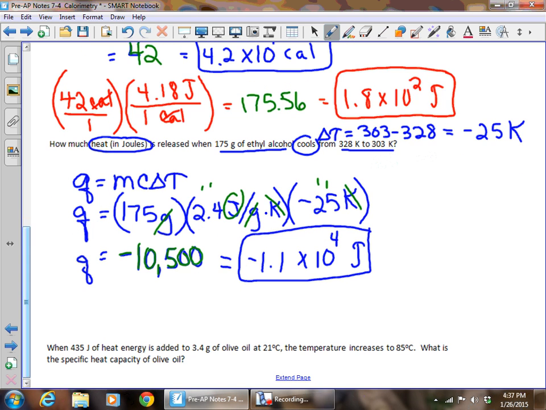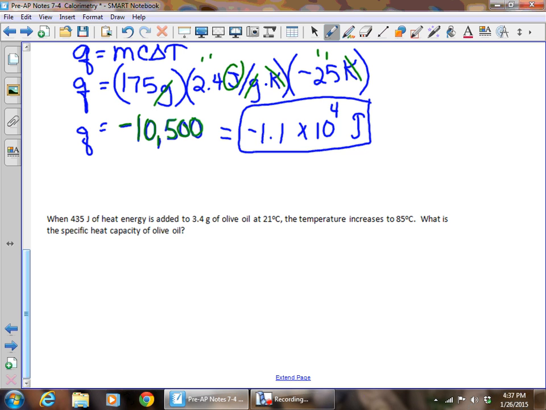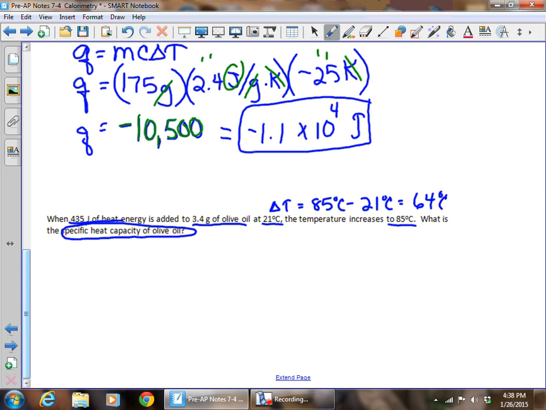Okay, our last one. This time it's asking us to find the specific heat capacity of olive oil. It gives us a heat value, gives us the mass of the olive oil, tells us we start out at 21 degrees Celsius and it increases to 85. So the first thing we want to do is get that delta T. The change in temperature is going to be 85 degrees minus the 21 degrees, which is going to give us a 64 degrees Celsius change for our delta T.